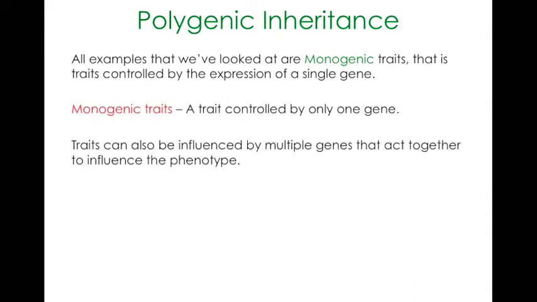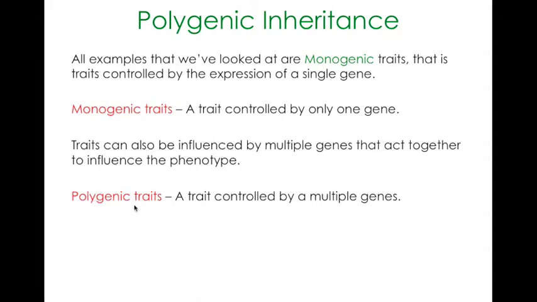Traits can be influenced by multiple genes that act together. So the same trait could have multiple components that are all contributing in some way to that particular trait. And the more genes you have, generally the more complex that trait is. We call those polygenic traits, traits that are controlled by multiple genes. Poly meaning multiple, genic referring to genes and the trait.